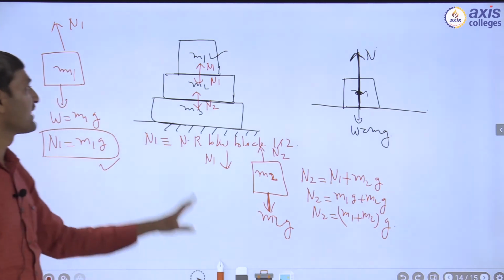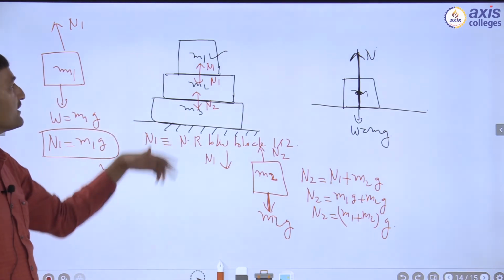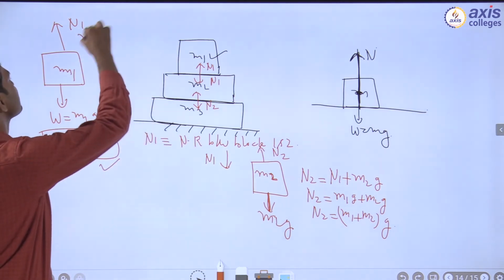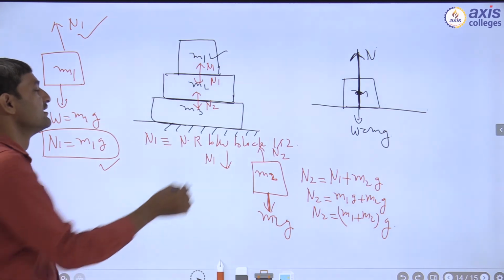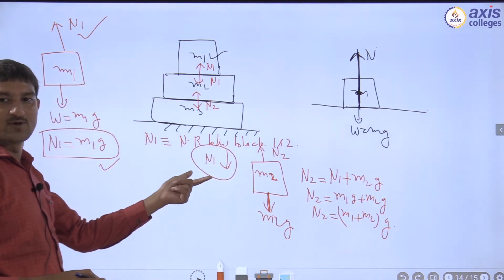So from this example, at least it is clear that normal reaction always acts in pairs. N1 for block number 1 is upward, but the same normal reaction for block number 2 acts downward, and its counterpart there is N2. This is the meaning of normal reaction.